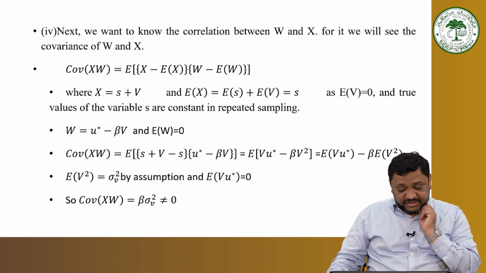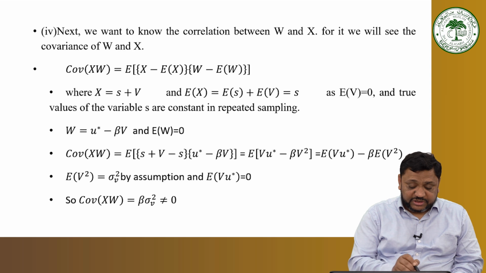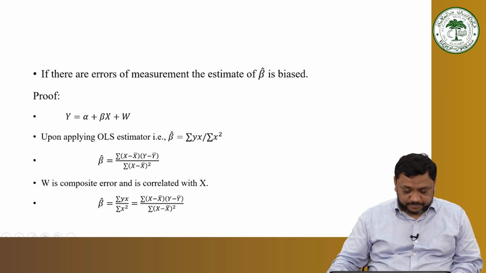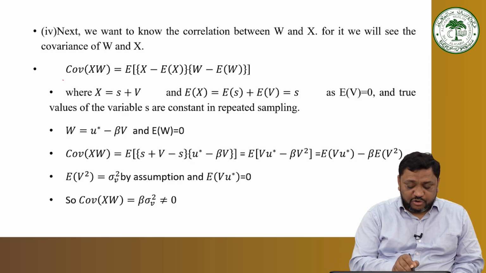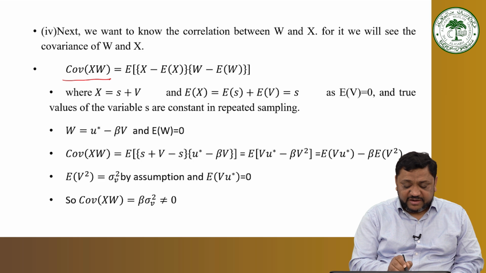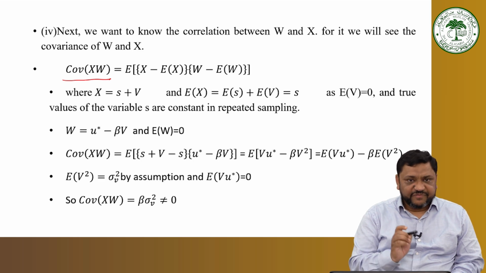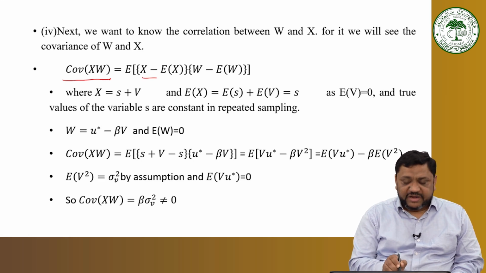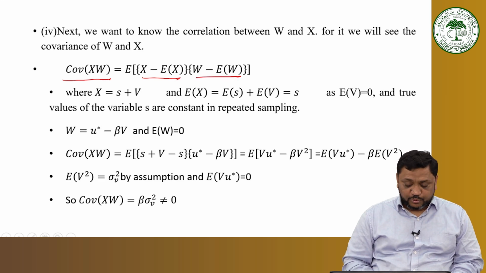So we have seen three things. Now we go to the fourth thing. We want to check the covariance. When we want to check the covariance, the formula we write is: covariance of x and w is the expectation of x minus expected value of x, times w minus expected value of w.